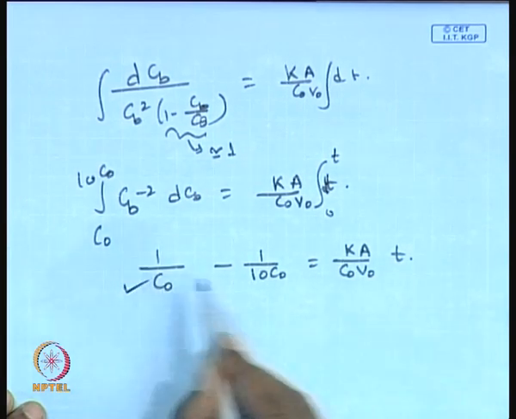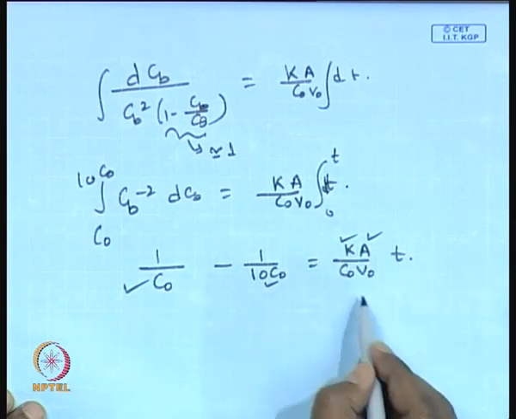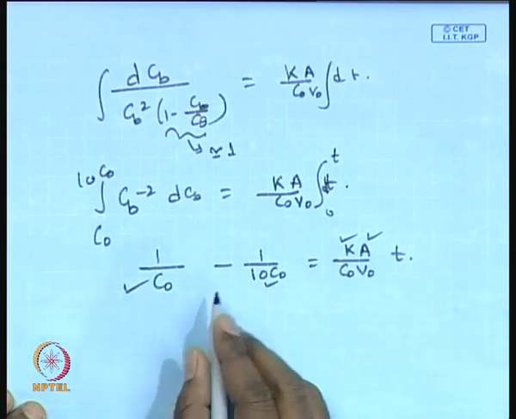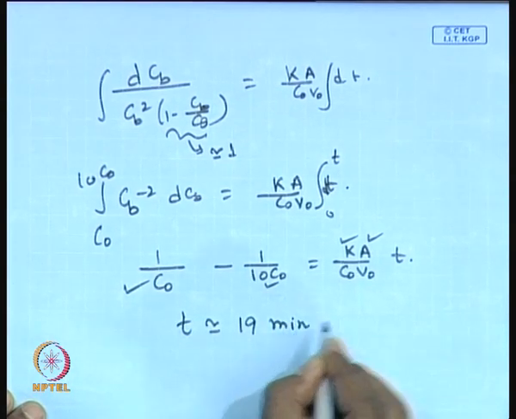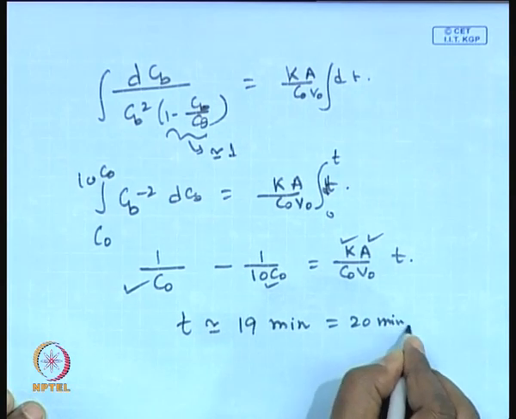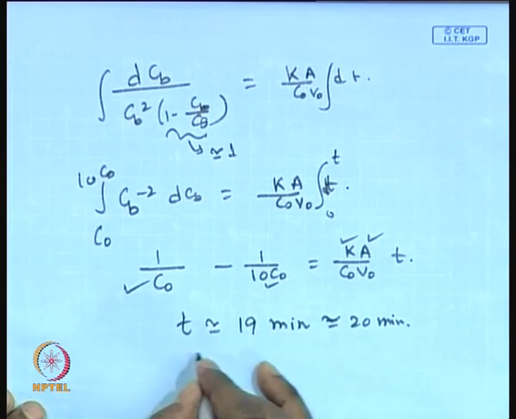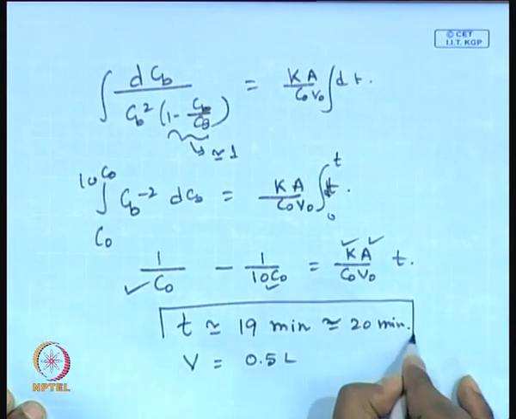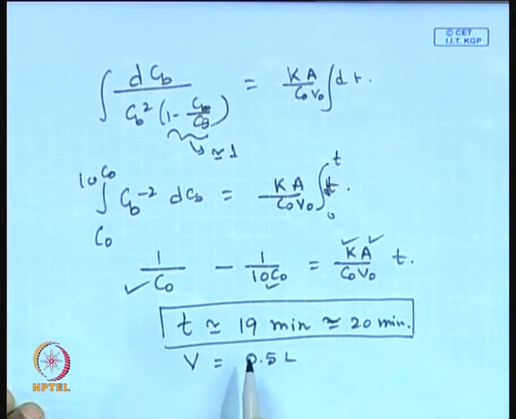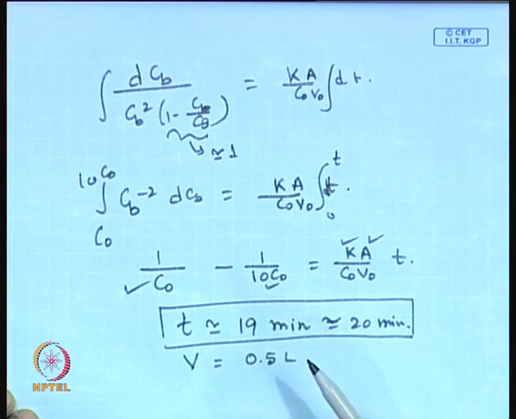Everything will be known, C naught is known, K is known, A is known, V naught is known, and you can estimate the value of t, and this t turns out to be around 19 minutes, let us say 20 minutes. Okay. And final volume turns out to be 0.5 liter. So, the most important thing is that you have to carry out the concentration experiment for 20 minutes under these given conditions, to concentrate the feed protein solution by 10 times.